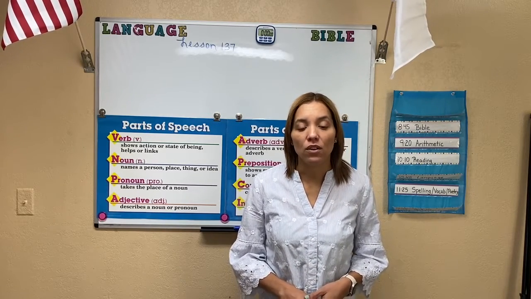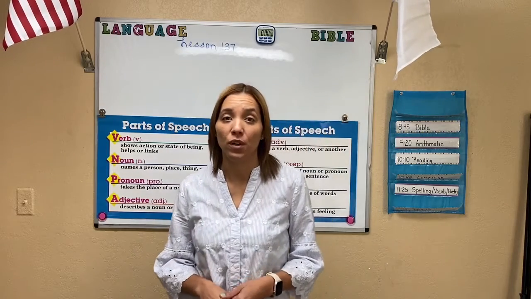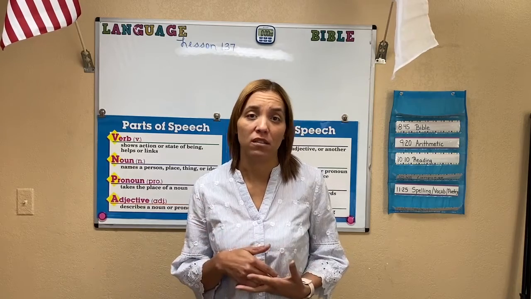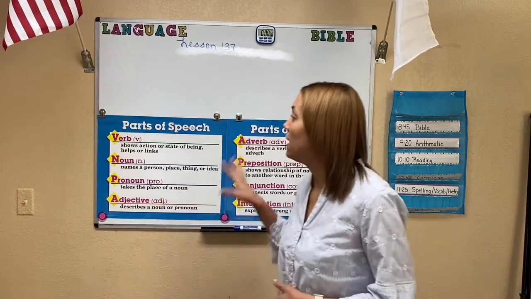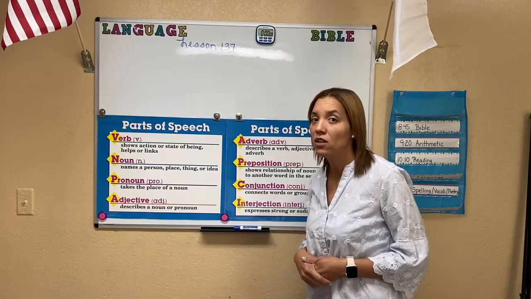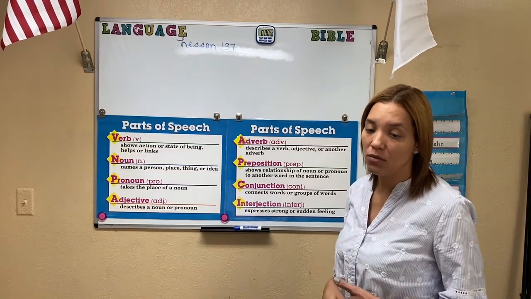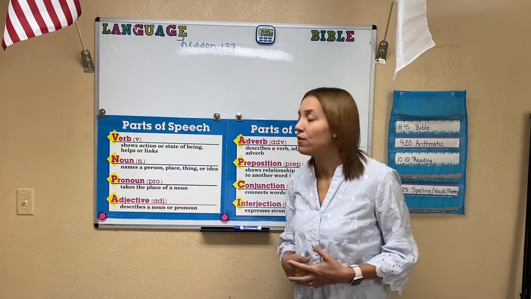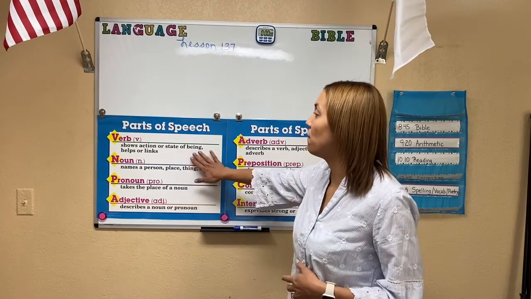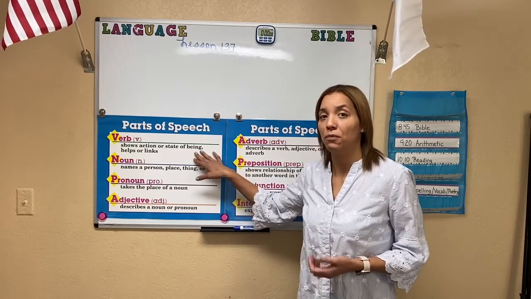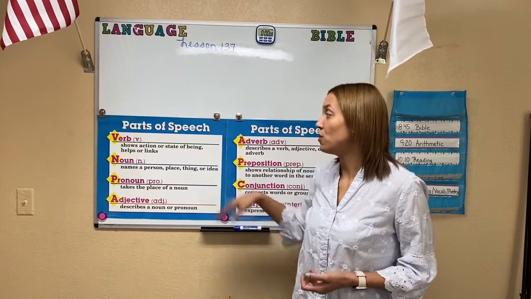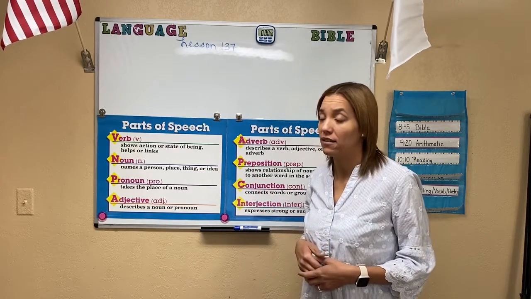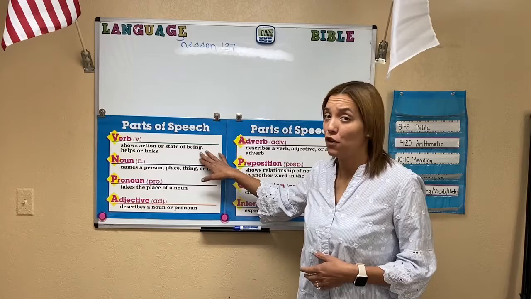So in order for us to learn how to use words, we first have to go over 8 important parts of speech. And I have here the parts of speech, and this is good to know to make sure that we're using the words in the correct way. Okay, so the first part is verbs. So what is a verb? A verb is a word that shows actions or state of being, helps or links. That is the meaning of verb.